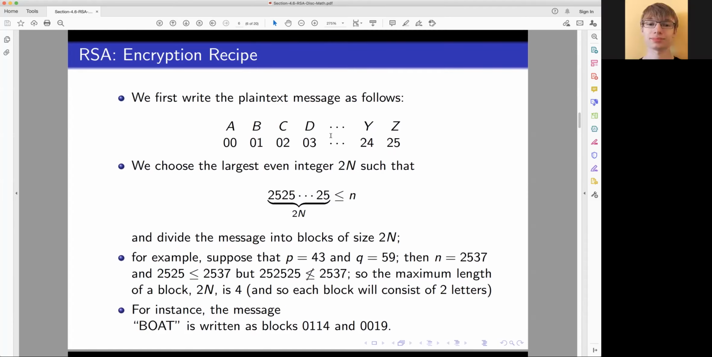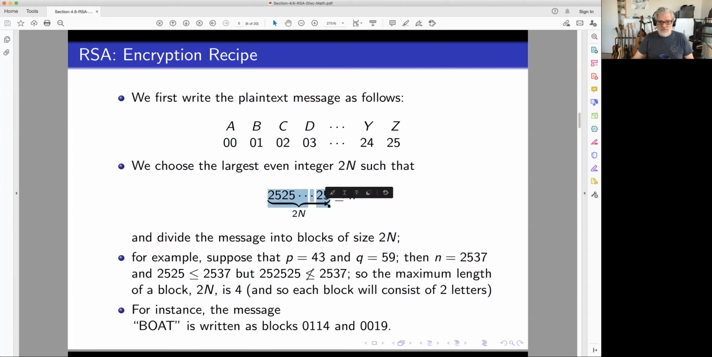Is 2N the length of that? Yes. The big N is the number of letters, and 2 multiplies because each letter requires 2 digits. So yes, 2N is the length of the blocks. I know this is confusing, it's just weirdly confusing, but actually it's very simple.